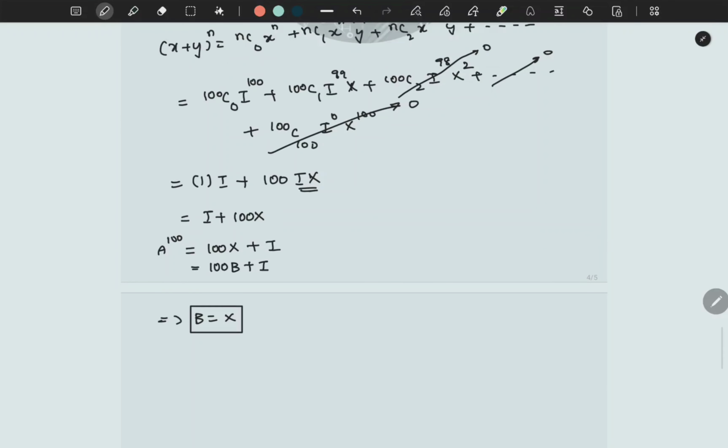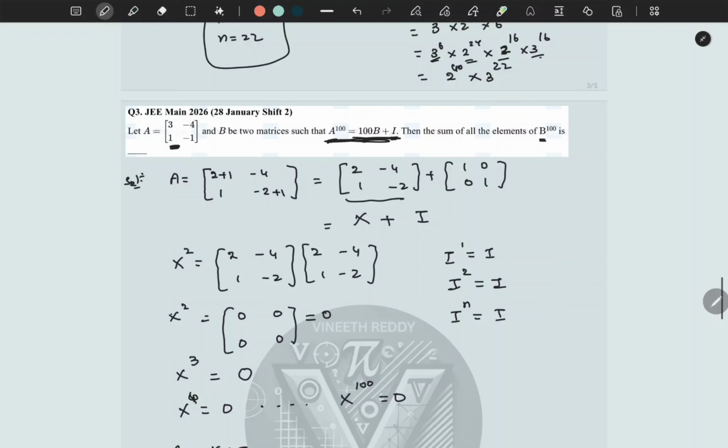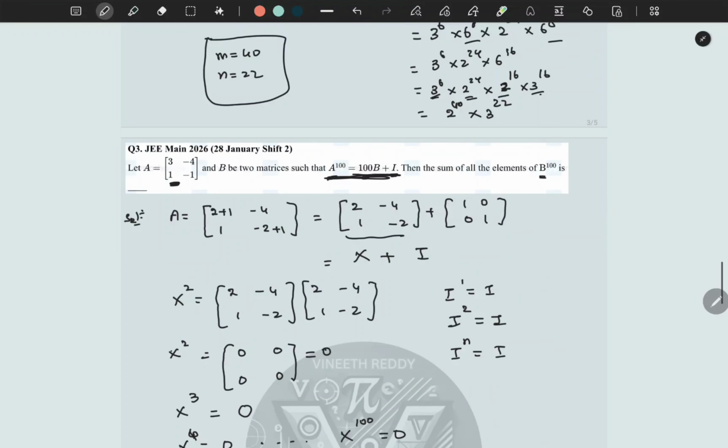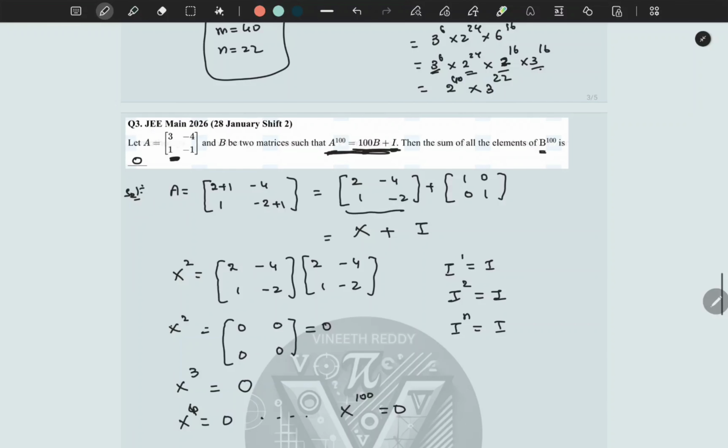So what is he asking? The sum of all elements of B power 100. B raised to the power 100 will be equal to X raised to the power 100, and that will be a null matrix. So it should be 0 0 0 0. So the sum of all the elements here should be equal to 0, right? So the answer is 0.